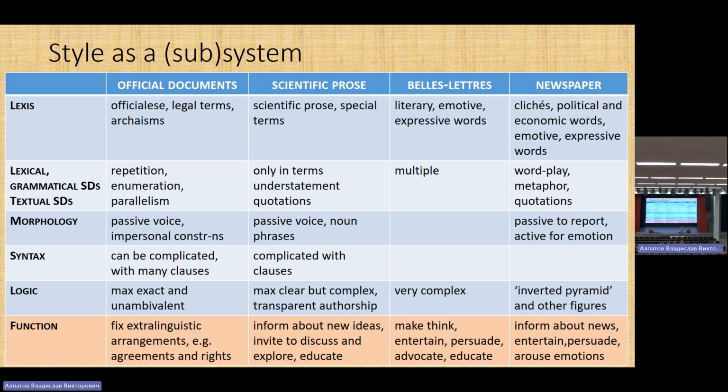And finally, what is the function of official documents? The function of official documents is to fix some extralinguistic arrangements. For example, the agreements between people and the rights of certain people, what rights they have, and other things. So what do we see? We see here that all that comes before the function is the system, right? Vocabulary, grammar, morphology, syntax, and logic, which help to fulfill this function. All this is the system to serve a definite aim in communication.